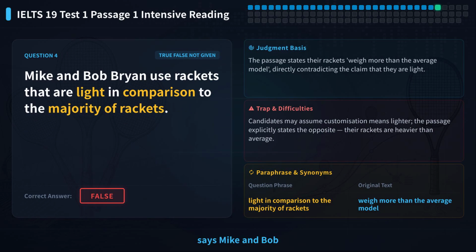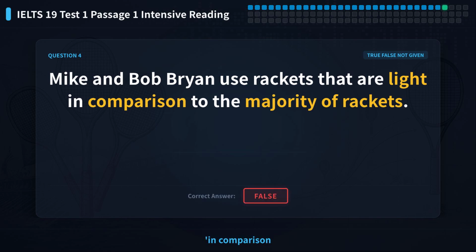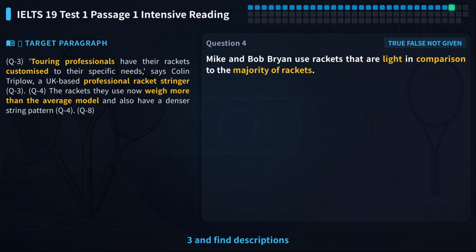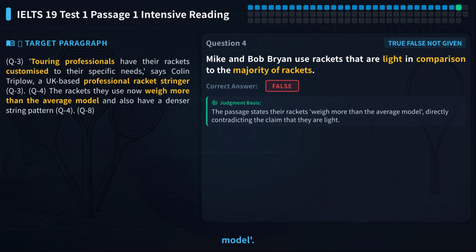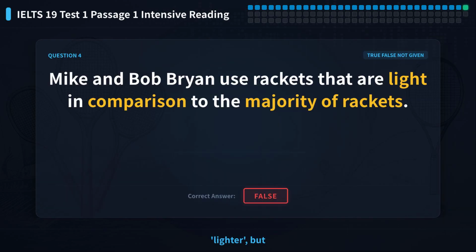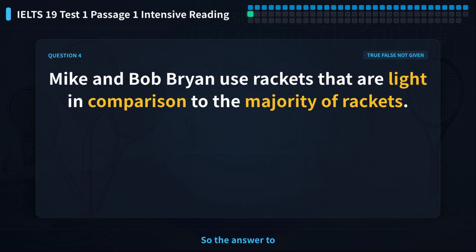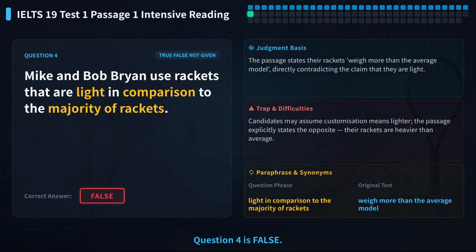This question says Mike and Bob Bryan use rackets that are lighter than most rackets. Key clue words are light and in comparison to the majority of rackets. Locate paragraph 3 and find descriptions about their racket weight. The original text says the rackets they use now weigh more than the average model. The question says lighter, but the text says heavier. This is a clear opposite meaning, a direct contradiction. So the answer to question 4 is false.